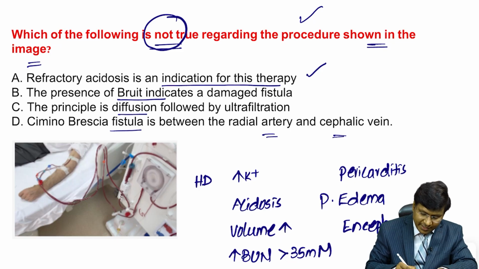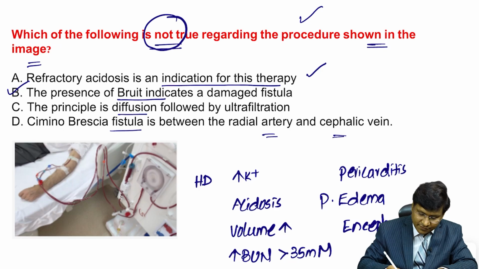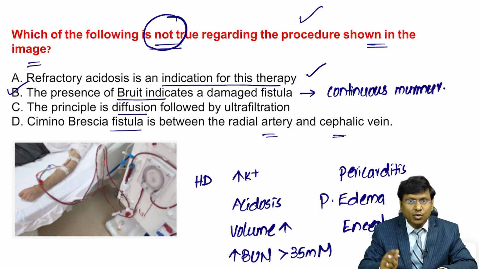And the presence of bruit indicates the damaged fistula. This is not the true statement. Actually, the bruit that you will have is the presence of a continuous murmur, right? The presence of the continuous murmur over the fistula indicates that the fistula is functioning. That indicates that the fistula is functioning.